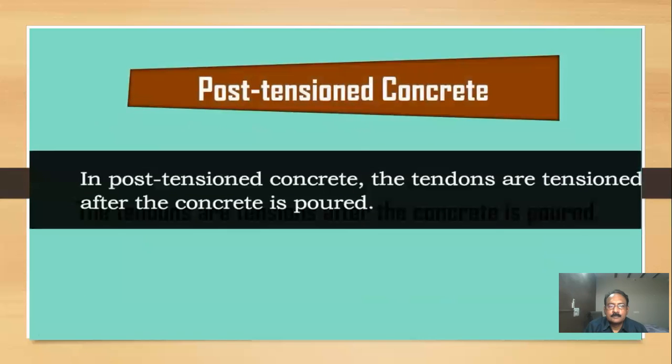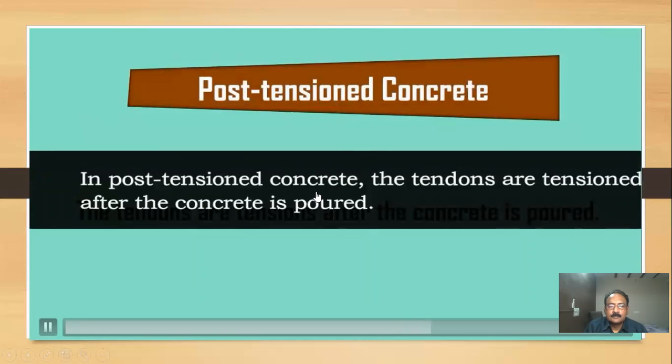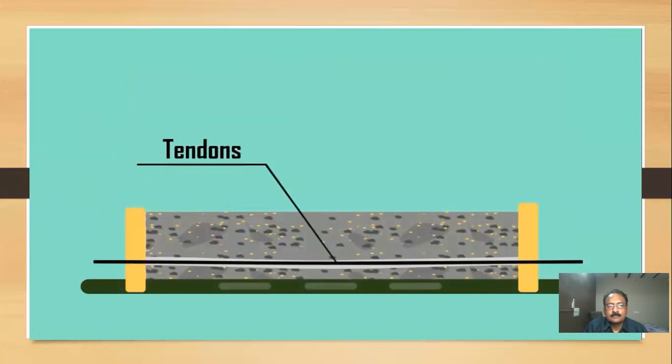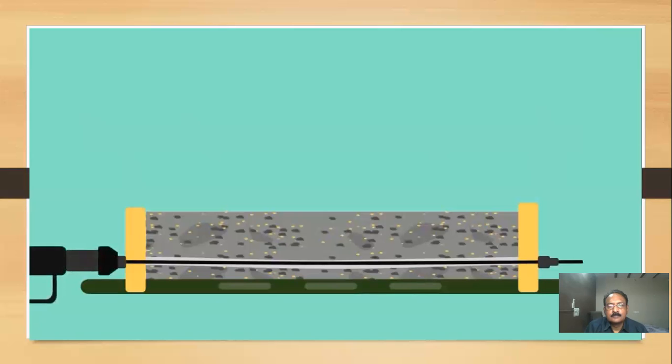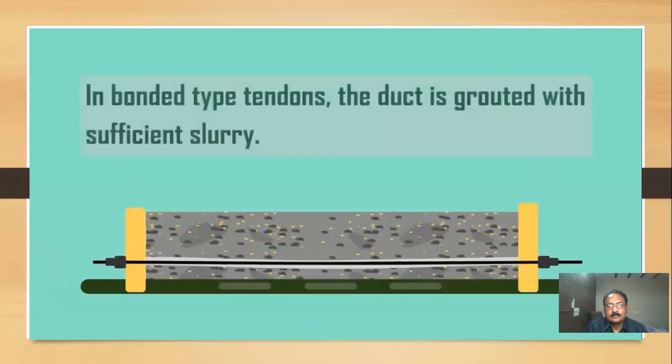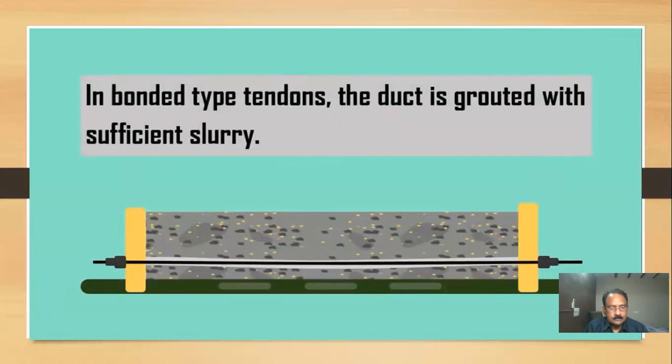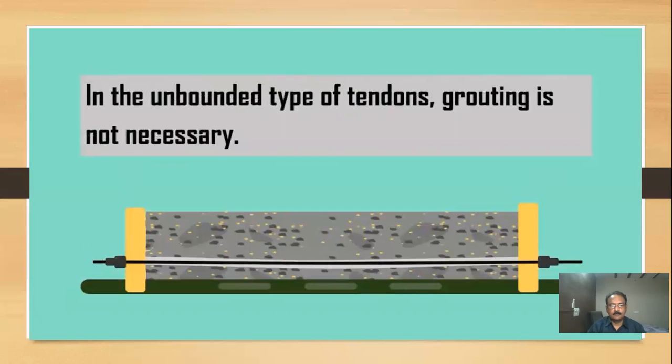Post-tensioned concrete. In post-tensioned concrete, the tendons are tensioned after the concrete is poured. Initially, the concrete is cast around the sheathing. The ducts are formed in concrete in which tendons are placed. After the concrete is hardened, the tendons are tensioned by hydraulic jacks and anchored. In the case of bonded type tendons, the duct is grouted with sufficient slurry. In the unbonded type of tendons, grouting is not necessary.